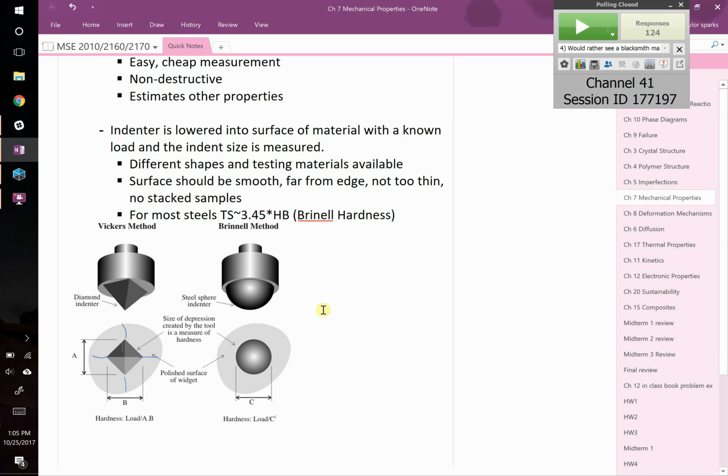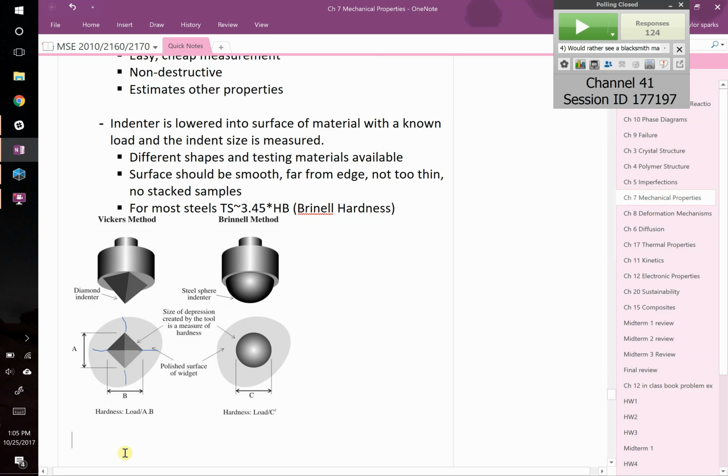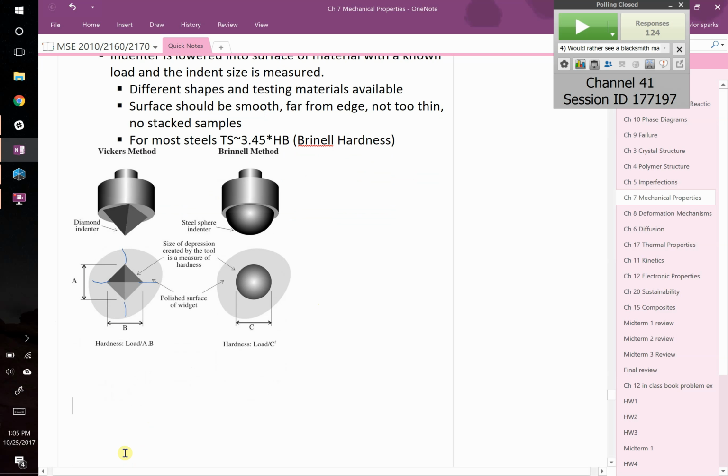12 centimeters. Okay. Yeah, keep on doing it.